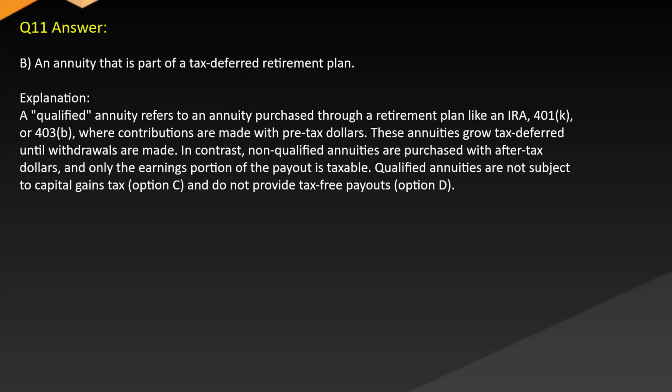Answer. B. An annuity that is part of a tax-deferred retirement plan. Explanation. A qualified annuity refers to an annuity purchased through a retirement plan like an IRA, 401k or 403b, where contributions are made with pre-tax dollars. These annuities grow tax-deferred until withdrawals are made. In contrast, non-qualified annuities are purchased with after-tax dollars, and only the earnings portion of the payout is taxable. Qualified annuities are not subject to capital gains tax, option C, and do not provide tax-free payouts, option D.